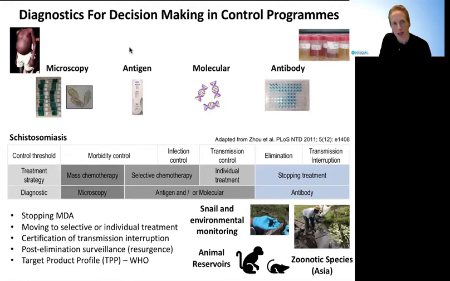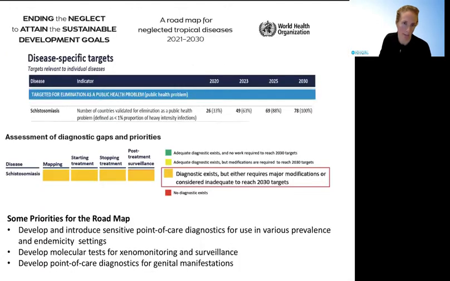But we know that schistosomiasis is a highly complex disease. We have two main forms, intestinal or urogenital, which present different morbidities and different ways of diagnosis. We also have the snail hosts, which allow for prolific amplification of the parasites, which can lead to rapid resurgence. We also know that in Africa, we have animal reservoirs such as monkeys and rodents, which will need to be thought about towards the end stages of control. And in Asia, we have the zoonotic species, which really do hamper control and interventions.